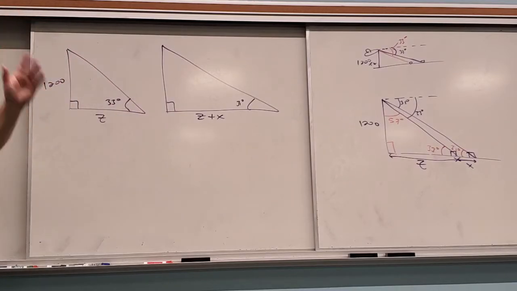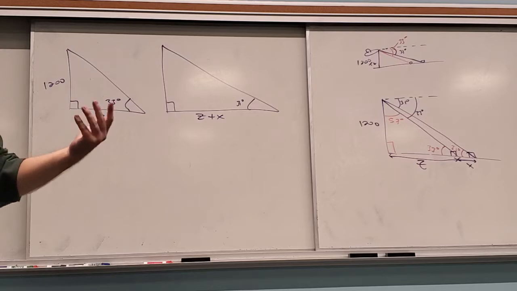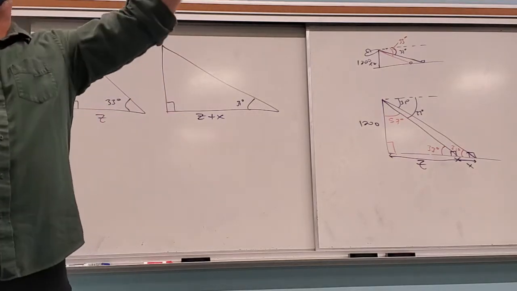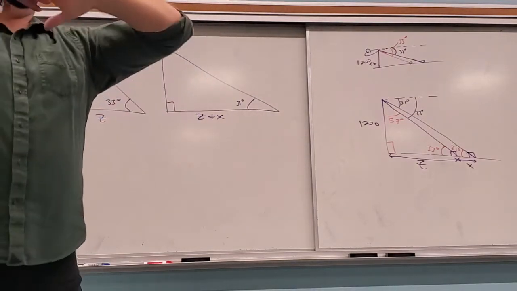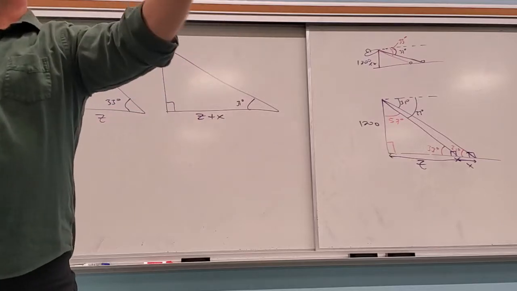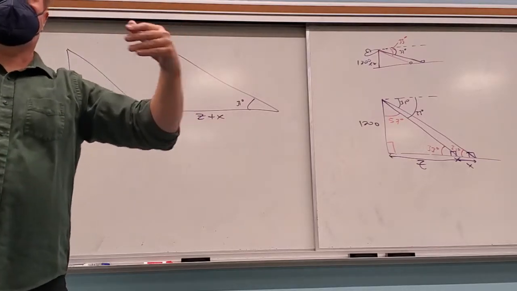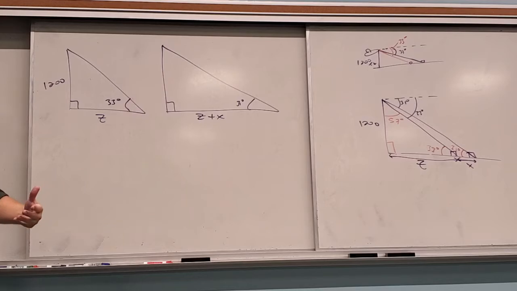So don't use sine. Don't use cosine, right? Because that would involve the hypotenuse. I don't care about it. They didn't tell me about it. They didn't ask me about it. Why would I mess with it, right? What trig function relates something I know something about and something I want to know something about?